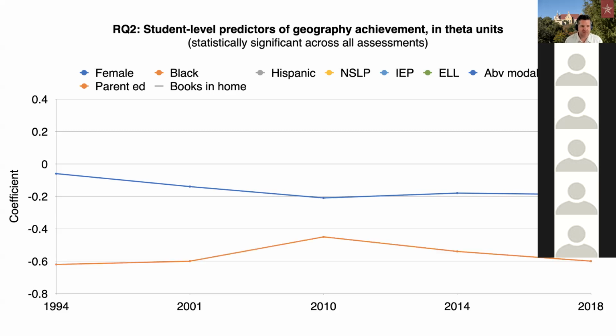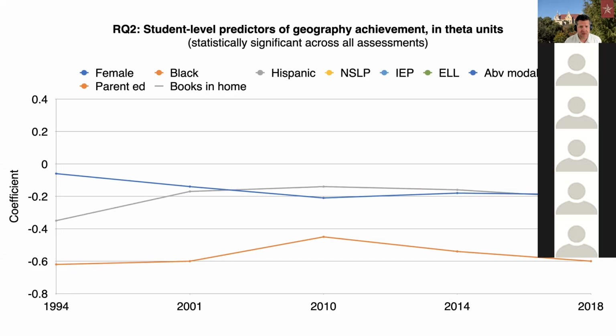On the basis of race and ethnicity, we can see in 1994, Black students achieved 0.6 standard deviations lower, and that is about the same as in 2018. However, we do see an interesting little rise between 2001 and 2010. This is something that I think we should look into in order to figure out what explains that particular trend, and then the subsequent widening of the achievement gap.